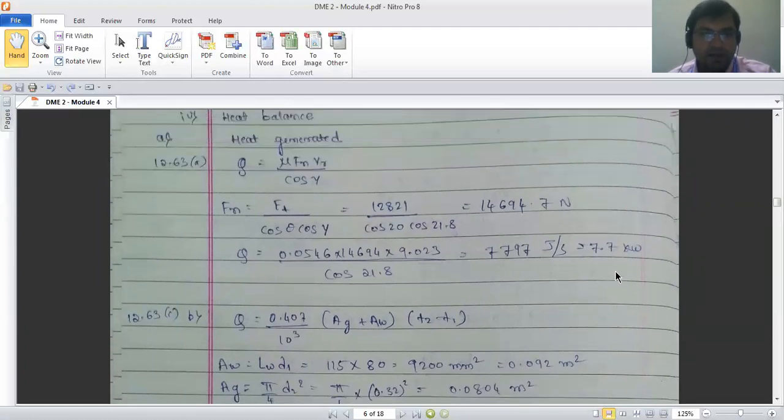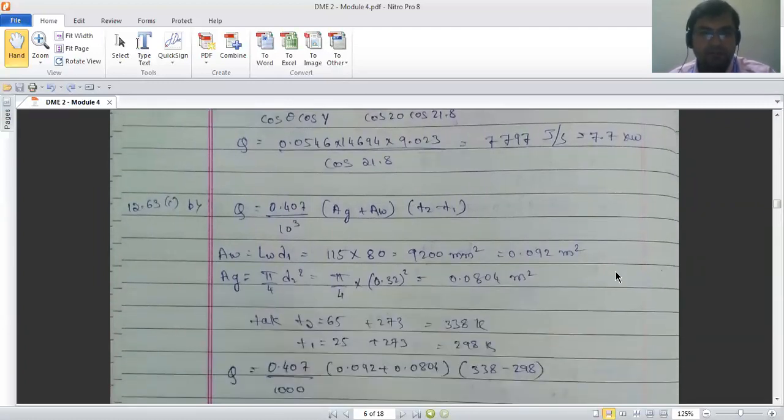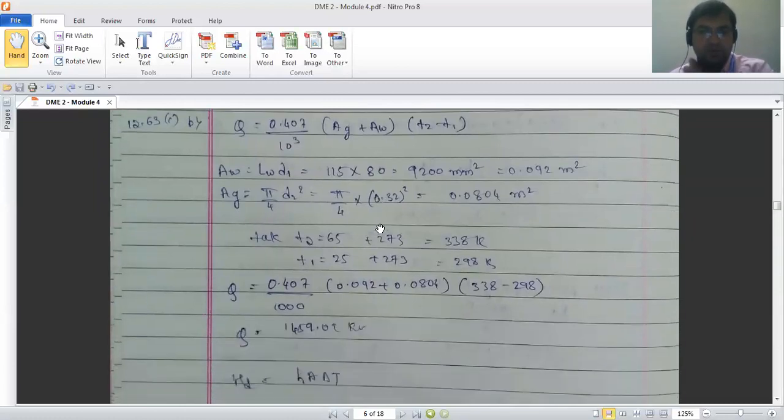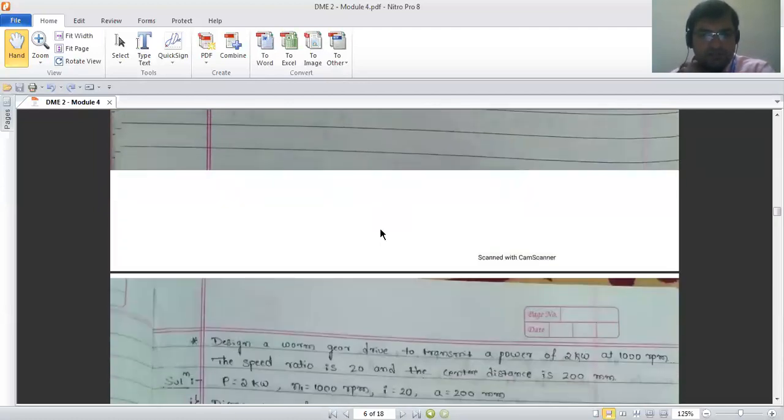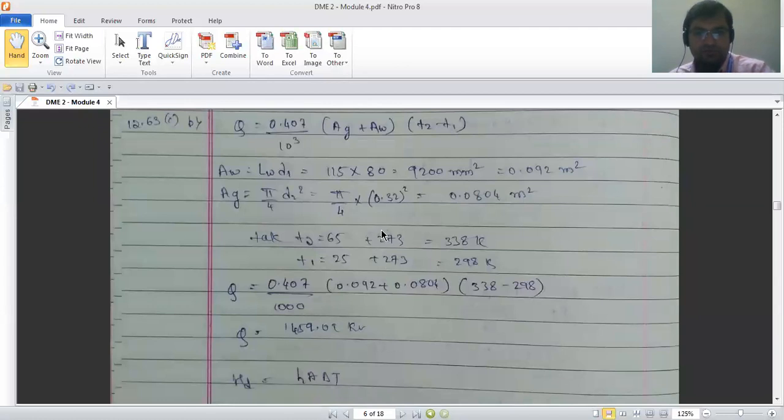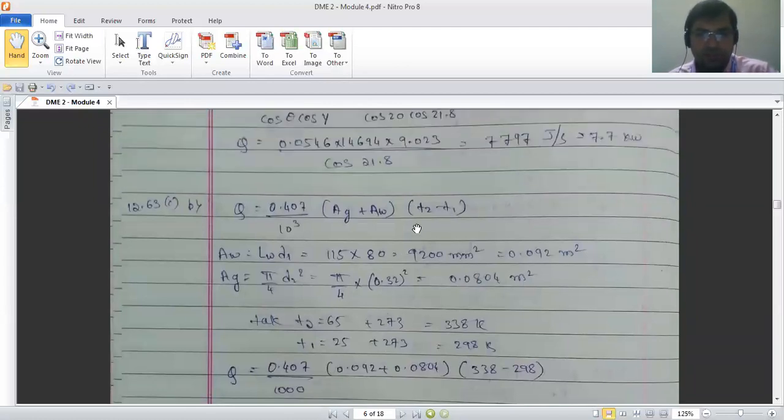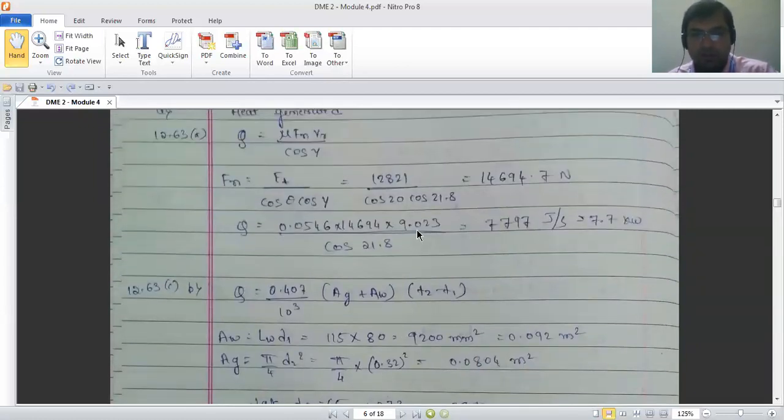Then the heat dissipated will be based on equation 12.63c, which is around 14.59 kilowatt. So this much you need to calculate for the worm and the worm wheel.